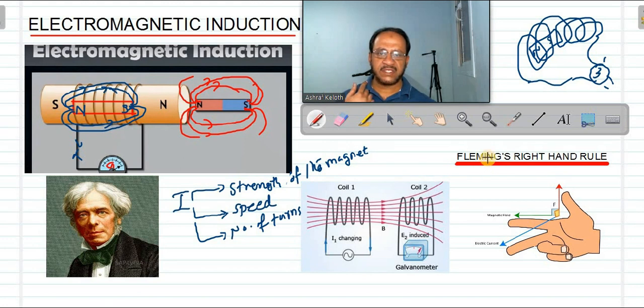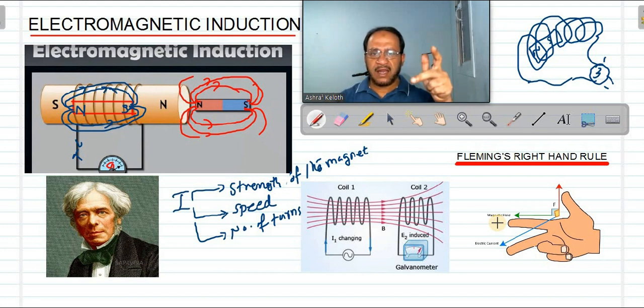Before we study Fleming's right hand rule, we studied Fleming's left hand rule, isn't it? Yes, sir. What was Fleming's left hand rule? Stretch the thumb, index finger and middle finger of the left hand mutually perpendicular to each other. Yes. And then if the index finger points in the direction of magnetic field, middle finger in the direction of current, then thumb will give the direction of force acting or the motion of the conductor. The same thing if you apply with the right hand, that will give the direction of current.